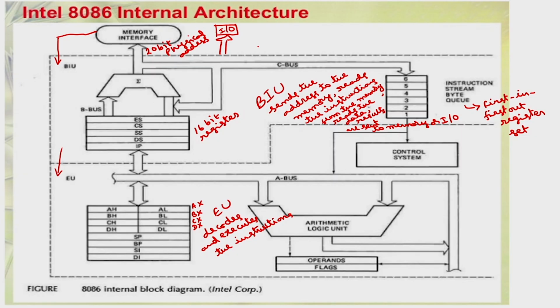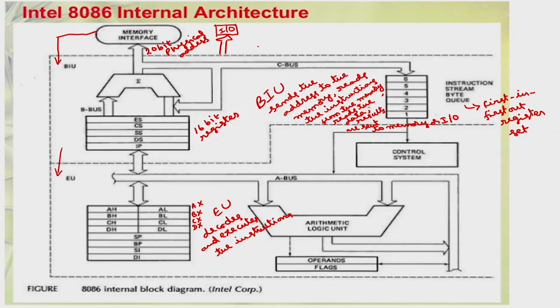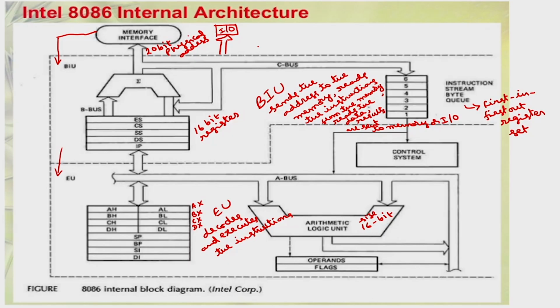Then the arithmetic logic unit performs all arithmetic and logical operations. The size of the arithmetic logic unit here is 16-bit, because this is a 16-bit microprocessor. So the size of the ALU decides how many bit microprocessor it is. Then we have some flags which I have already explained. To compute all these operations, we require some control system. This is about the internal architecture. Most of the blocks we have already discussed while discussing the various microprocessor operations.